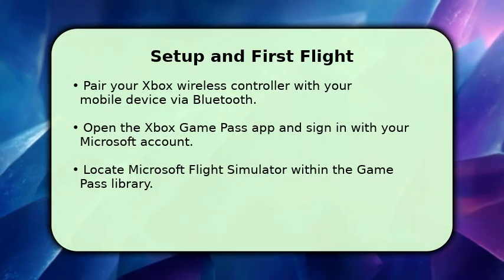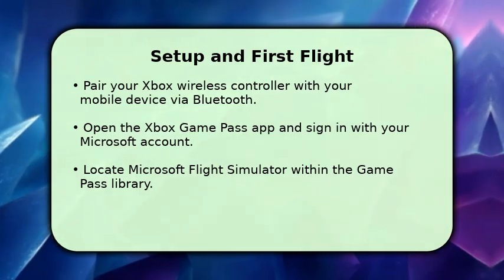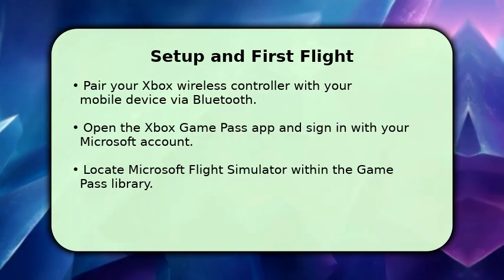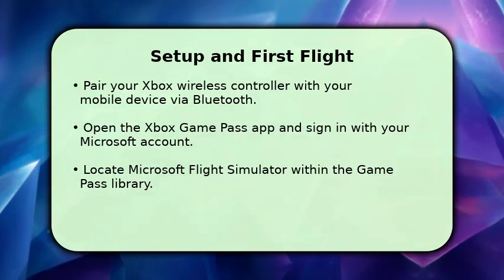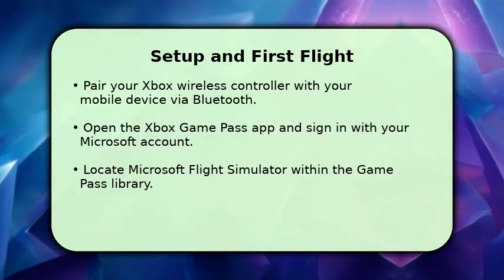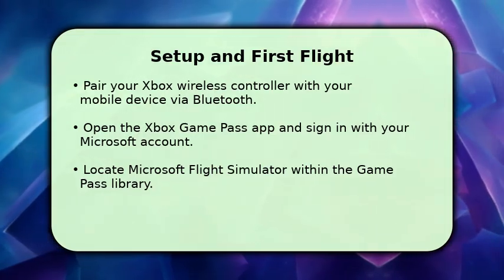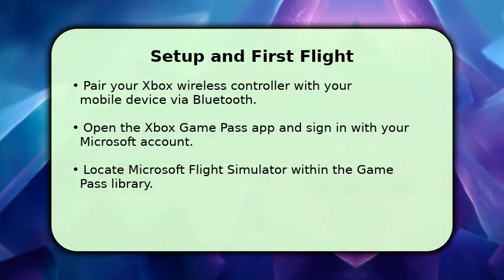Begin by pairing your Xbox wireless controller with your mobile device using Bluetooth. Next, open the Xbox Game Pass app and sign in with your Microsoft account credentials. From there, navigate through the Game Pass library to find Microsoft Flight Simulator.